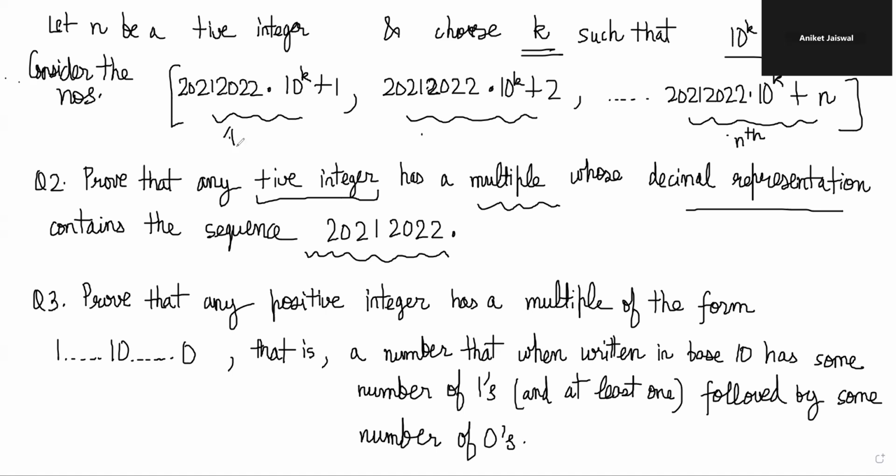So why did you take 10 power k greater than n? What was the logic of that? You will understand the logic soon. In these n numbers, can we say that there is a number that is a multiple of n?